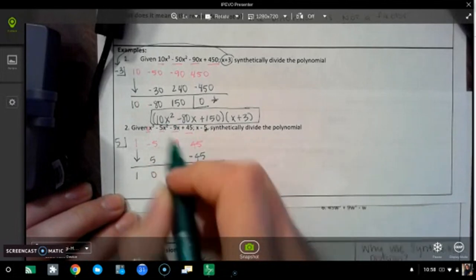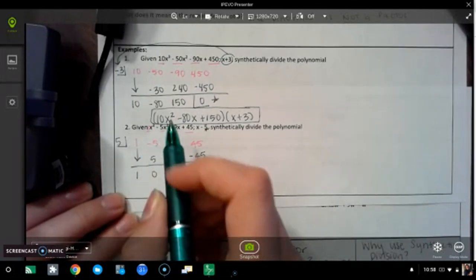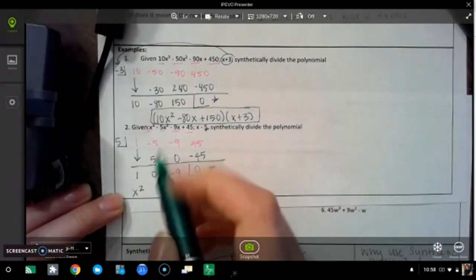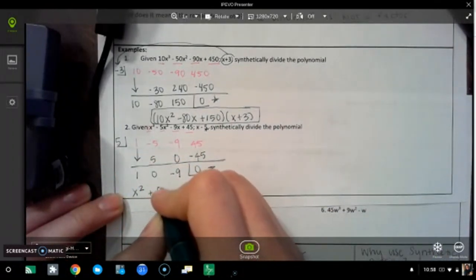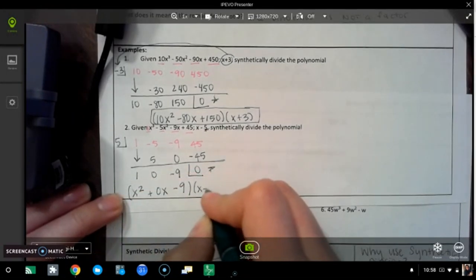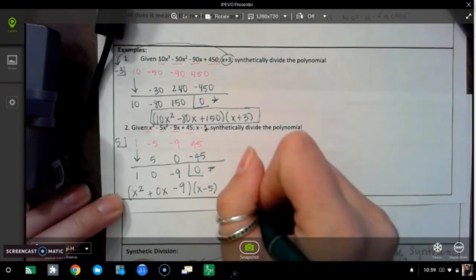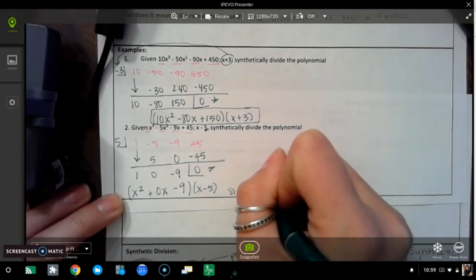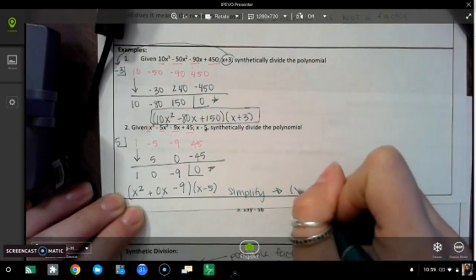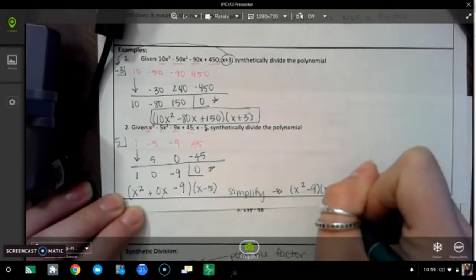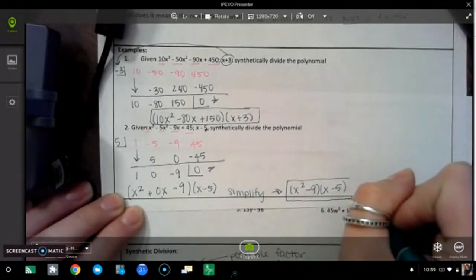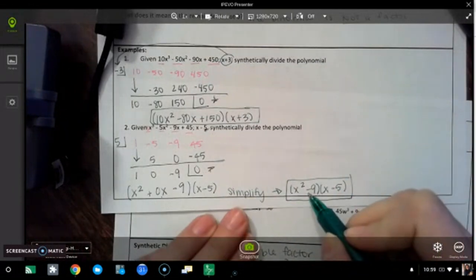So writing this one as a quadratic, because we were an x cubed, we now need to have our first term as an x squared. My next term is going to be an x, so plus 0x minus 9 times my factor x minus 5. Let's simplify this. We have a 0x right here, so we can simplify it to x squared minus 9 times x minus 5.